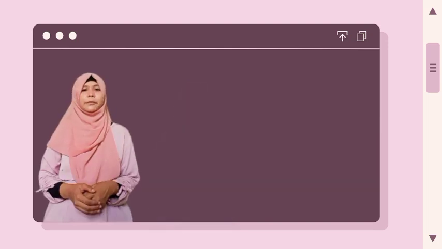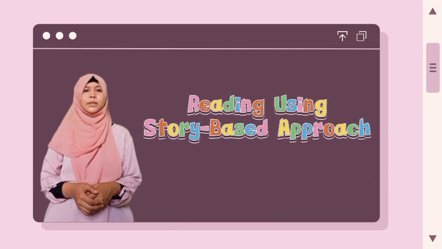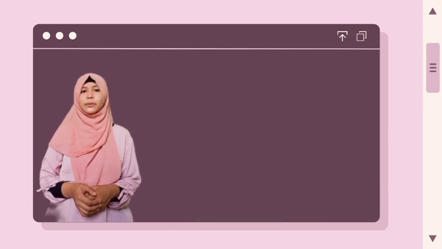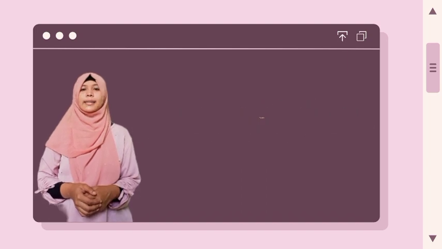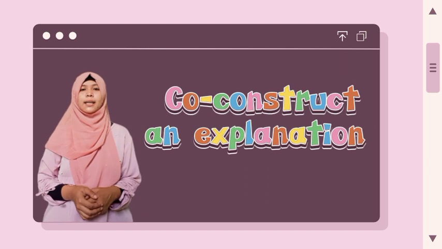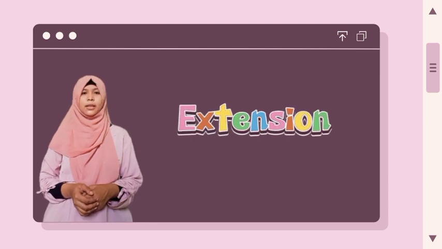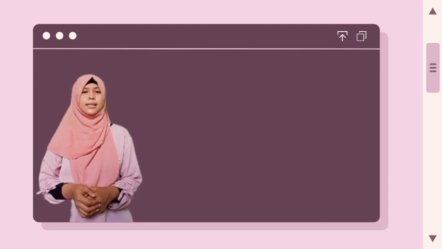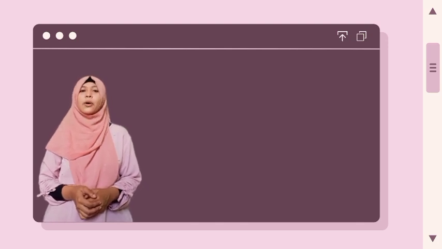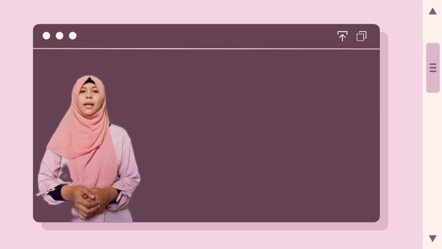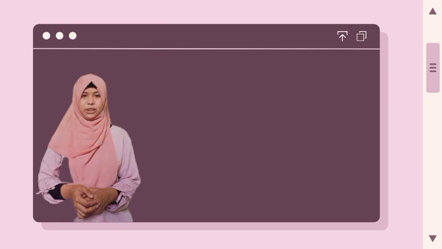In the first part of this lesson, we'll learn about reading using the story-based approach and its 4 elements, which we call the PACE, that stands for presentation, attention, co-construct, explanation, and extension. The reporter also gave us an insight about explicit and implicit grammar instructions. With that, let us move on to the next part of our lesson. This focuses on what is meant by explicit instructions.